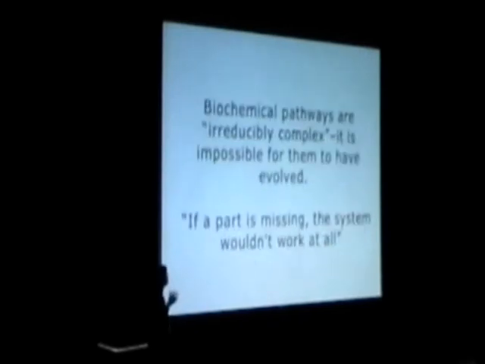Next slide. Okay, so this is Mike Behe's own words. It says, biochemical pathways are irreducibly complex and impossible to evolve. And his test is if a part is missing, the system won't work at all. So my little diagram of A to D, if you yank out B, you destroy B, the whole thing would fall apart and wouldn't work at all. And if that's the case, then it could not have evolved. Because there must have been some stage in evolution when it was missing. Next slide.